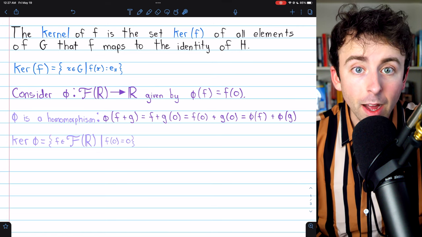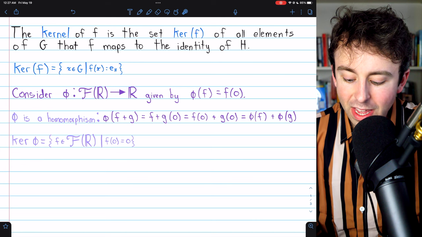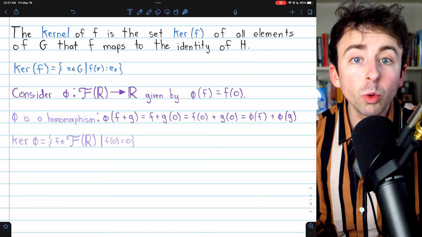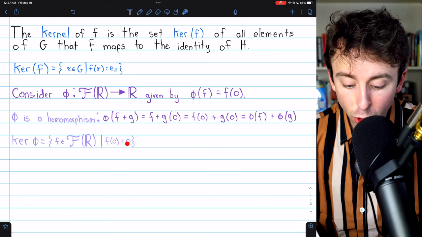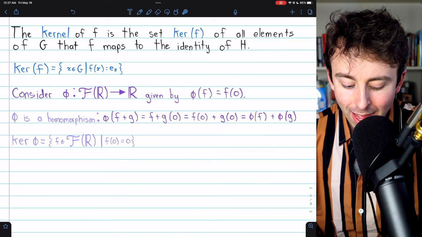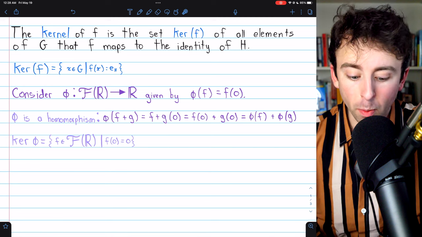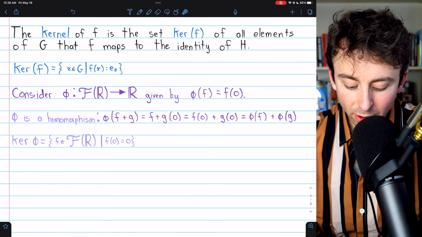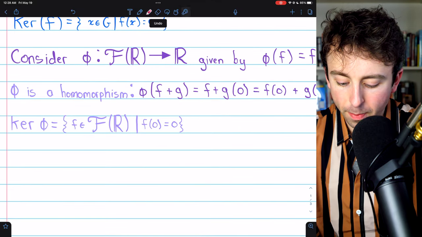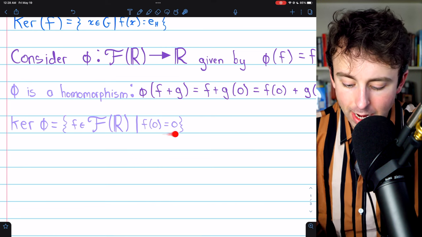Now what does phi map a function to? Well, if we take a function from the domain and put it into phi, phi maps the function to the image of 0 under that function. So if a function maps 0 to 0, since 0 is the identity of the codomain, that function is going to be in the kernel of the homomorphism because the homomorphism phi maps that function to 0. So here in my set specifying the kernel of the homomorphism, I write f of 0 equals 0 as the requirement for a function to be in the kernel.